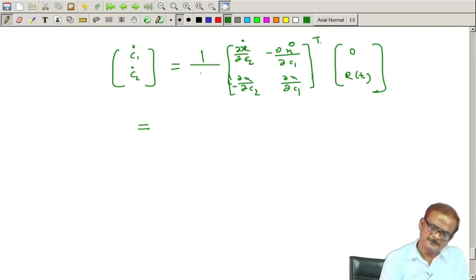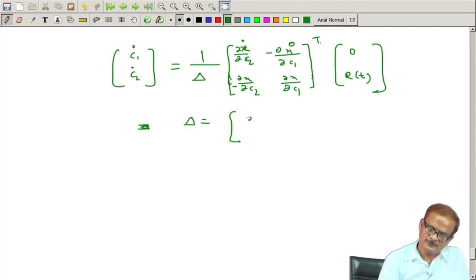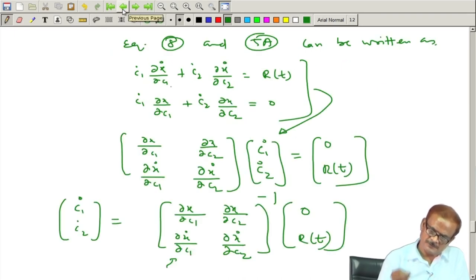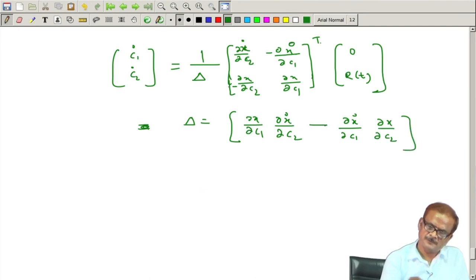And this is divided by the determinant of the matrix, where delta equals ∂x/∂c1 times ∂ẋ/∂c2 minus ∂x/∂c2 times ∂ẋ/∂c1.